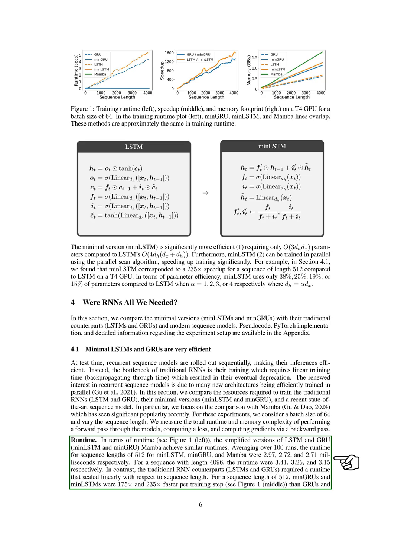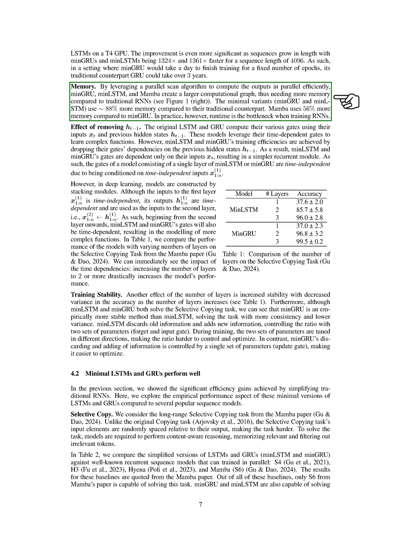In terms of memory usage, min-GRU, min-LSTM, and Mamba require more memory than traditional RNNs due to their larger computational graphs. The minimal versions use about 88% more memory than their traditional counterparts, while Mamba uses 56% more memory than min-GRU. However, runtime is the primary bottleneck in training RNNs. We also discuss the effect of removing the dependency on previous hidden states in min-LSTM and min-GRU.